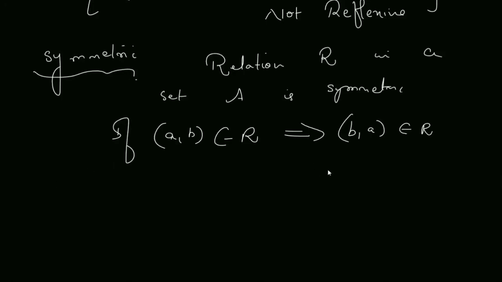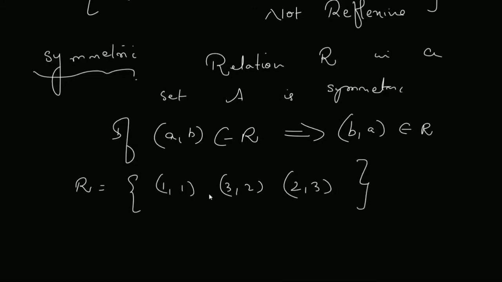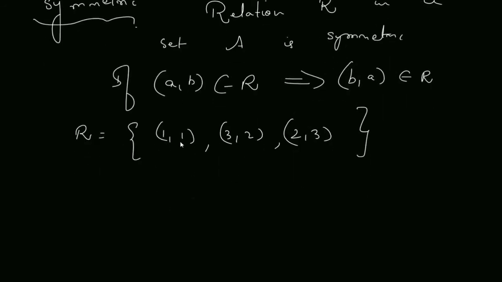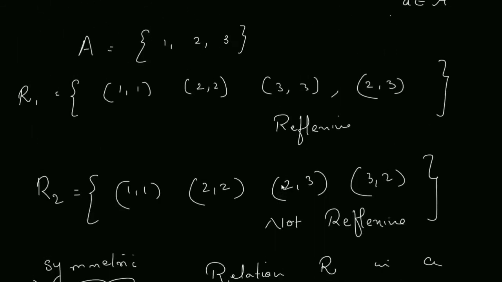If (a, b) belongs to R, the reverse pair (b, a) should be there in R. For example, suppose I take (1, 1), (3, 2), (2, 3). If I take (1, 1), the reverse pair is (1, 1), it is there. If I take (3, 2), what is the reverse pair? (2, 3), it is there. That is enough. Not necessary everything should be there.